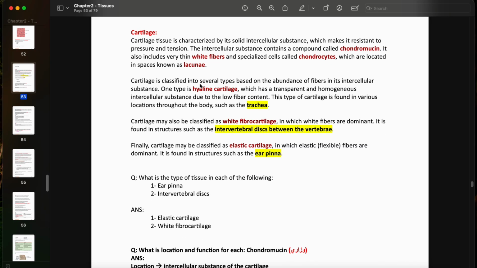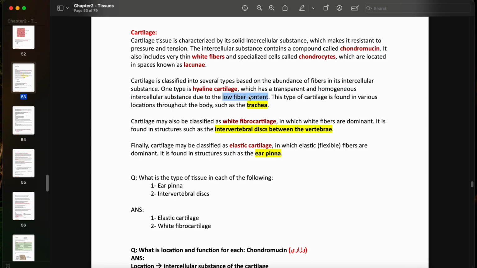The cartilage is classified into several types based on the abundance of fibers in its intercellular substance. So, again, based on the abundance of blank, and you write down fibers. It's very possible to ask you about those things. So one cartilage type we're going to have is the hyaline cartilage. The characteristics, features: it is transparent, and they have homogeneous intercellular substance due to that low fiber content. So they have low fiber content.